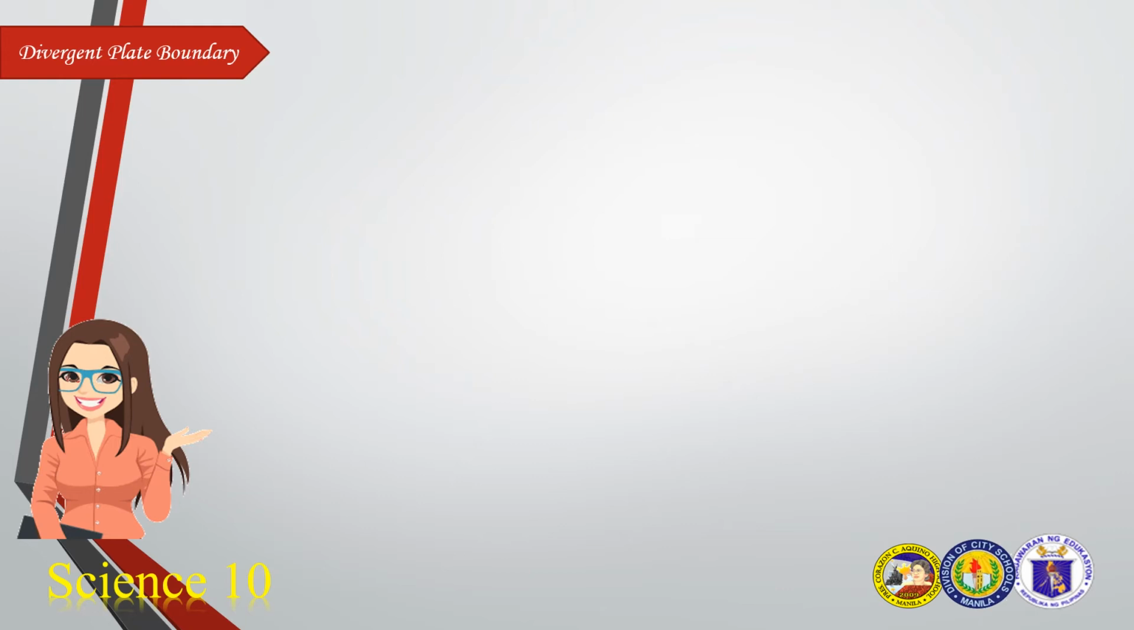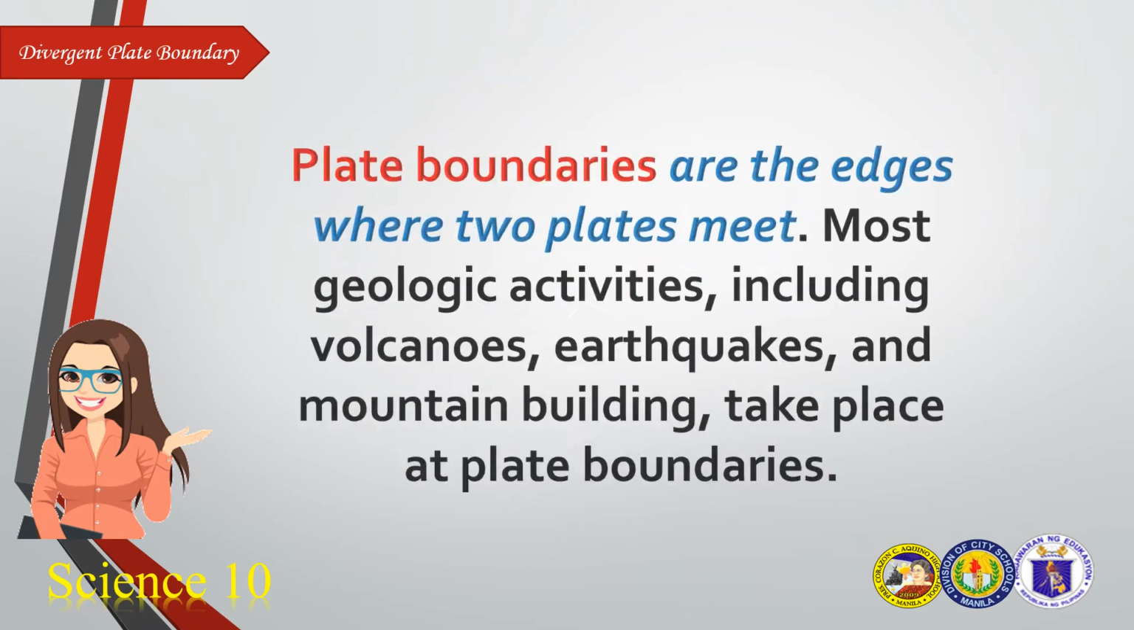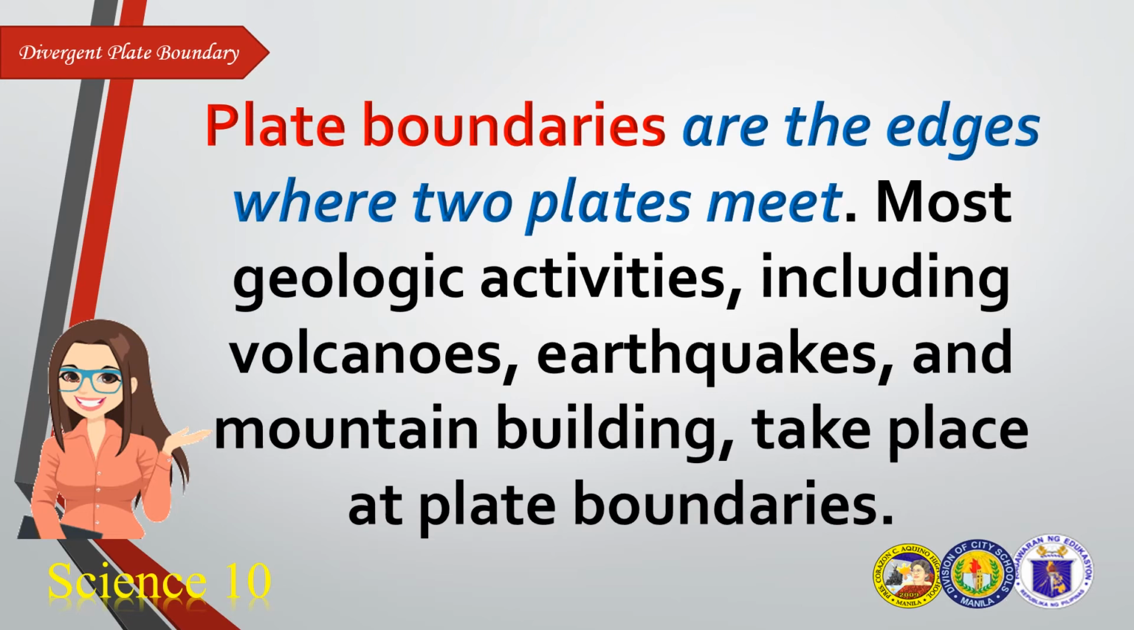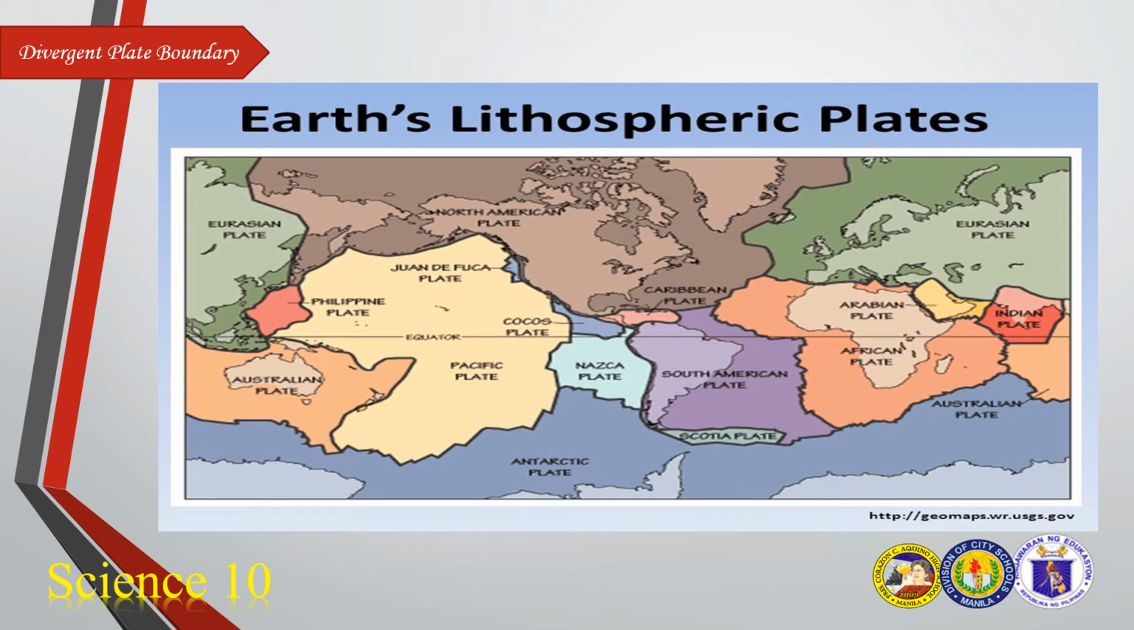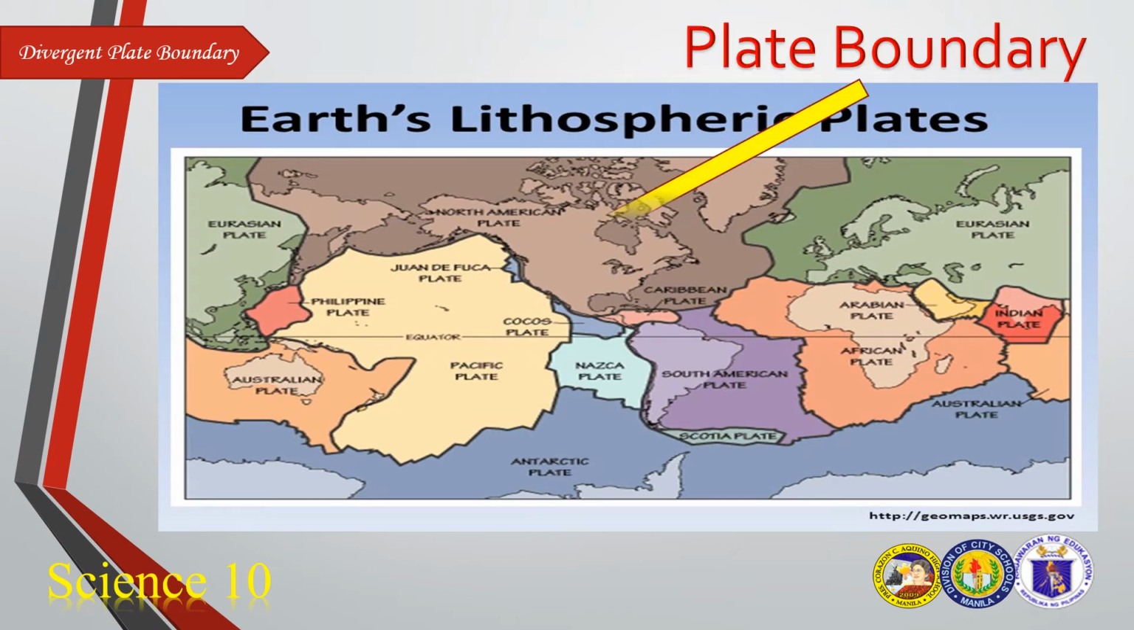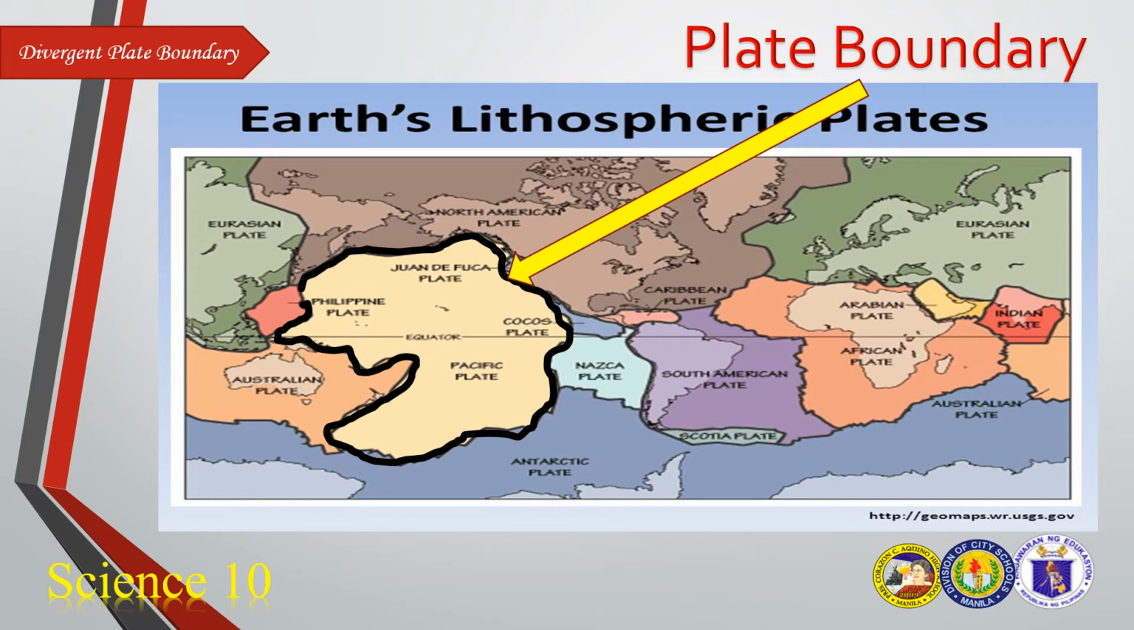Let us recall first what are plate boundaries. Plate boundaries are the edges where two plates meet. Most geologic activities, including volcanoes, earthquakes, and mountain building, take place at plate boundaries. We have here the Earth's lithospheric plates. Here is one example of plate boundary. One plate meets another plate, and other examples are seen in black bold lines.